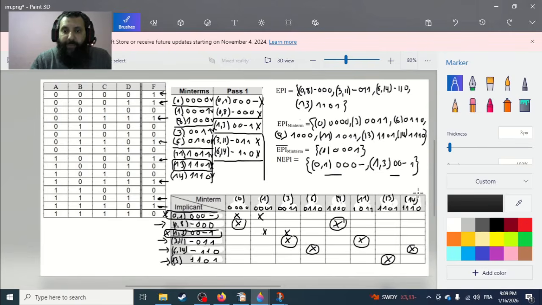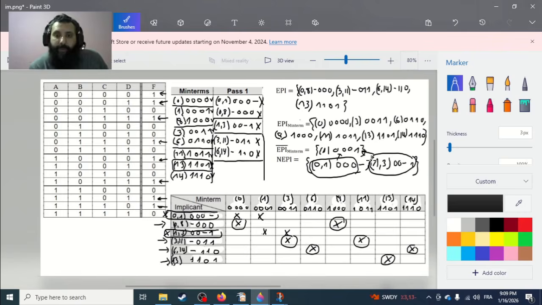Okay, and we have to take the minimum number. If we take this one, for instance, this one is covering this. Or we can take this one, the same. Here, it's the same solution, the same result. We have two equal reduced solutions. You can take this one or this one. The two solutions are correct. Okay, in our example, we will, for instance, take this one. This one is covering this, and we will eliminate this one. And this is the solution.